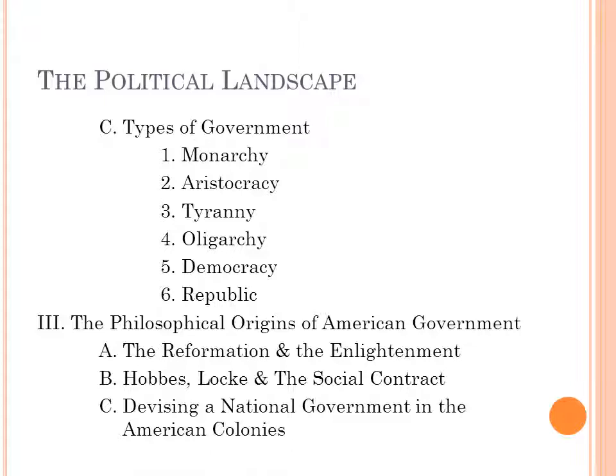As the colonies got larger, it became fairly obvious that direct democracy would be too cumbersome and time-consuming. So representative democracy, or republic, became the ideal of the government in the colonies.